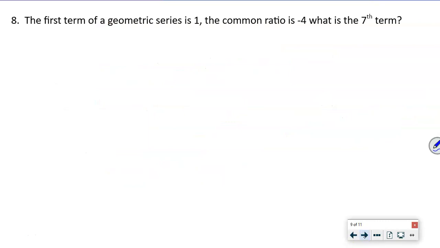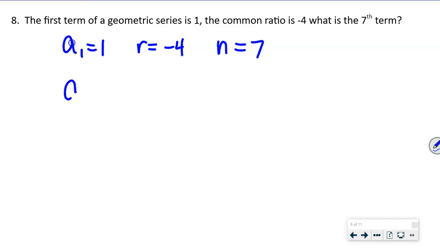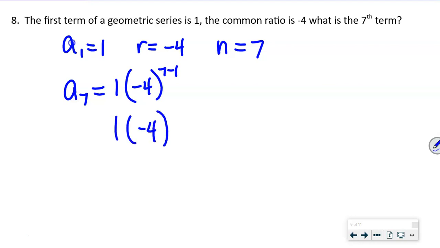So this one says the first term of a geometric series is 1, so a1 equals 1. The common ratio is negative 4, and n equals 7. So it's asking us for the 7th term, so we're going to say a sub 7 is equal to 1. That's our first term. Ratio is negative 4 to the, again, 7 minus 1. So this is going to be 1 times negative 4 to the 6th. So that answer is 4096. And make sure you take that negative 4 and put it in parentheses when you're doing this in your calculator.